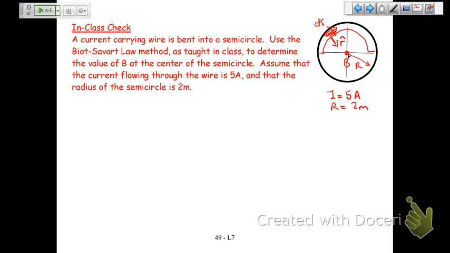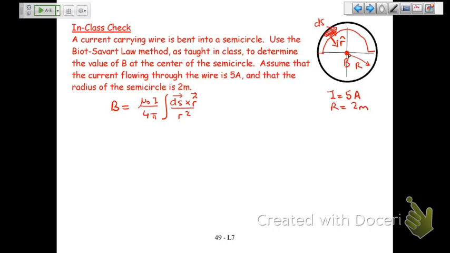And I say, let's have a look. What was that? B is equal to, what was it? Mu naught I over 4 pi. It rhymes, doesn't it? Mu naught I over 4 pi times the integral of ds cross r hat, divided by r squared. Okay?